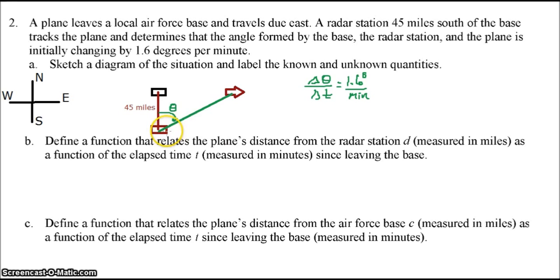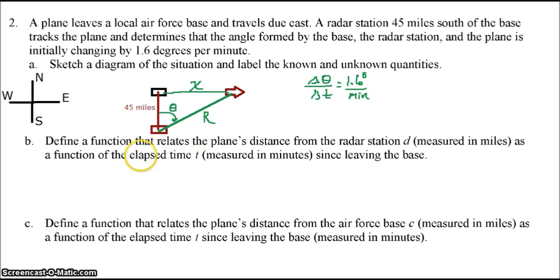So what are the unknown quantities? This distance between the plane and the radar station is an unknown quantity. This distance here between the plane and the base is another unknown quantity. And of course theta, we know its rate at which it's changing, but it's a varying quantity.